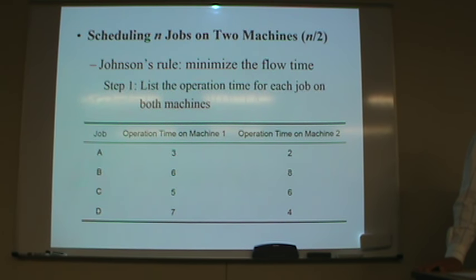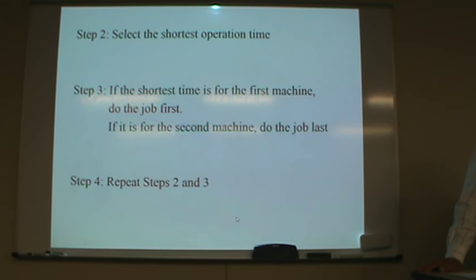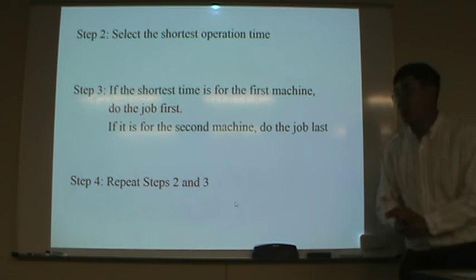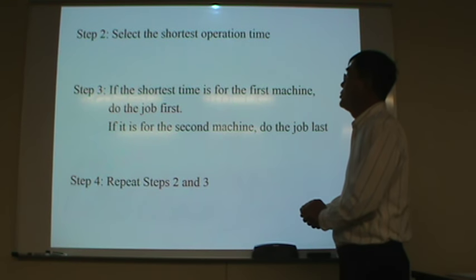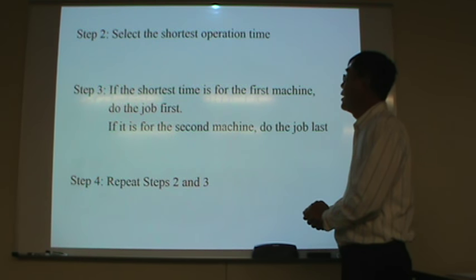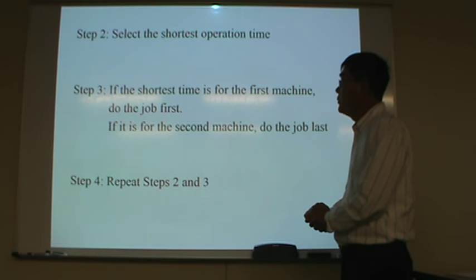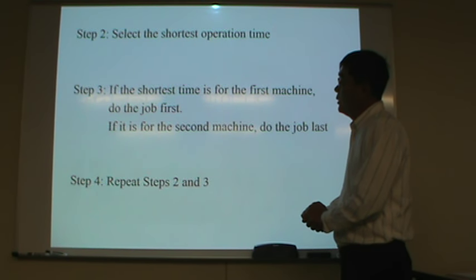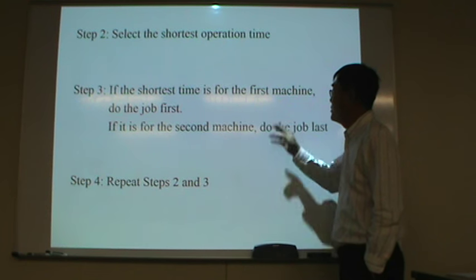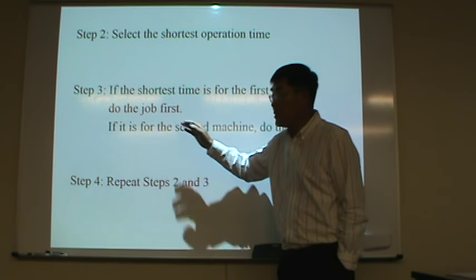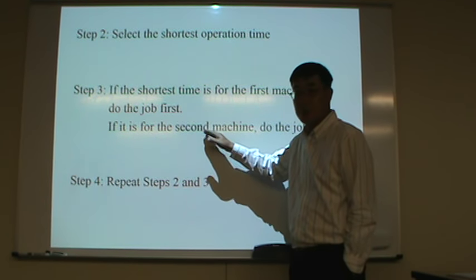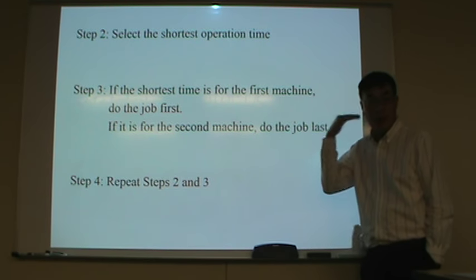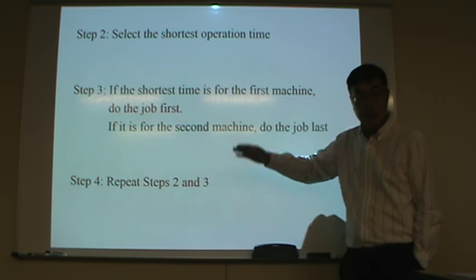Step 1, list the operation time for each job on both machines like this, 3, 2, 6, 8, and so on. And step 2, select the shortest operation time, and then if the shortest time is for the first machine, do the job first. If it is for the second machine, do the job last, and repeat step 2 and 3.